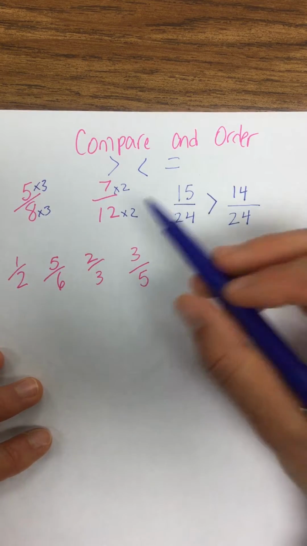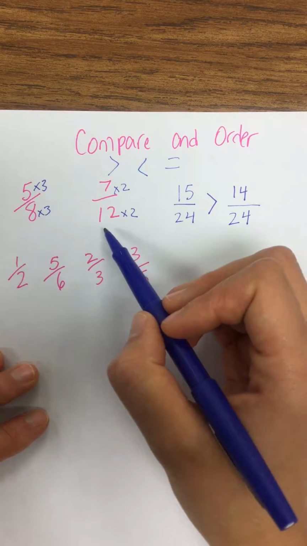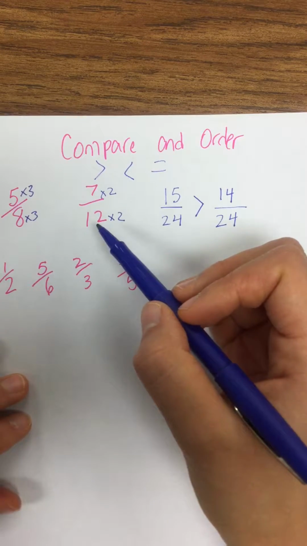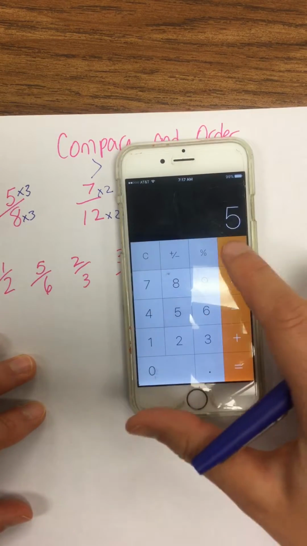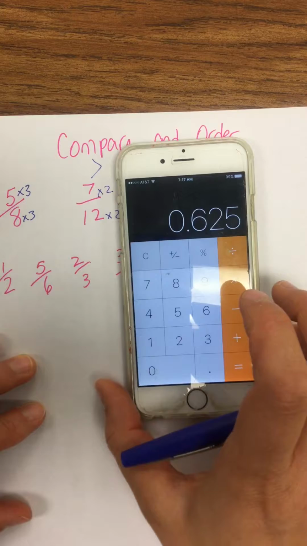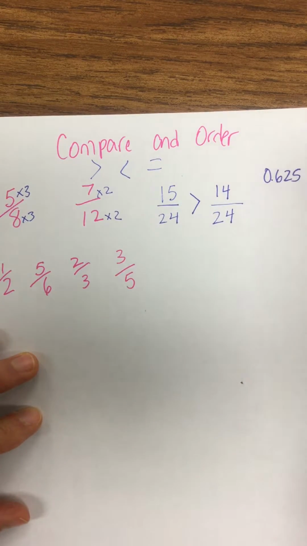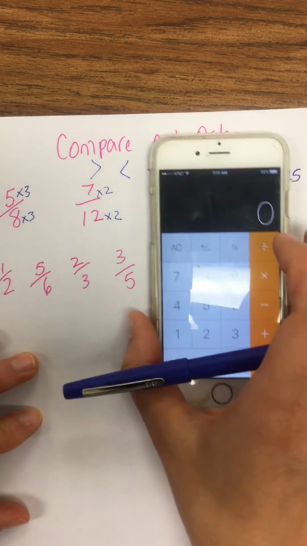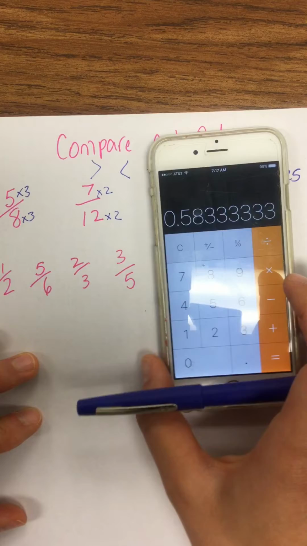Another strategy you can use for the same one, especially when you don't like working with fractions or it's hard to find a common multiple, is you can change them both to decimals. So if I change 5/8 to a decimal by doing numerator divided by denominator, I get 0.625. And do the same thing for 7/12. 7 divided by 12, 0.583 repeating.